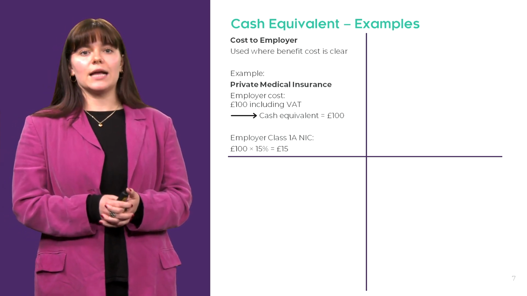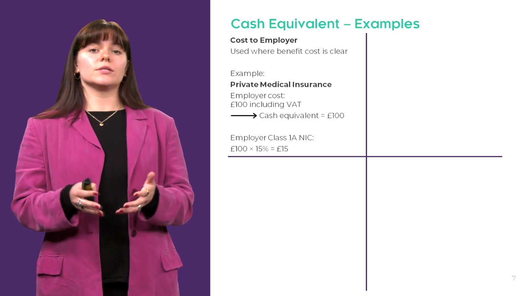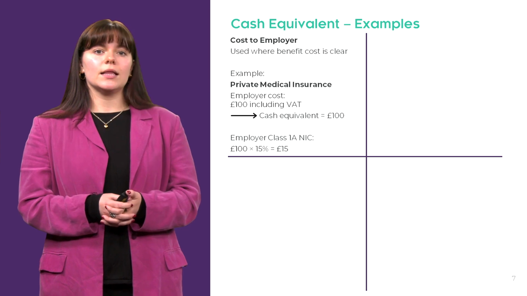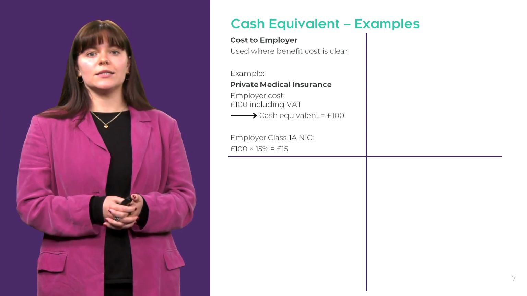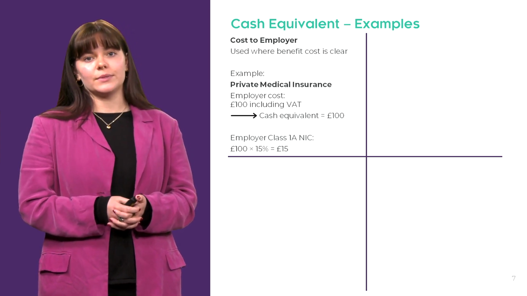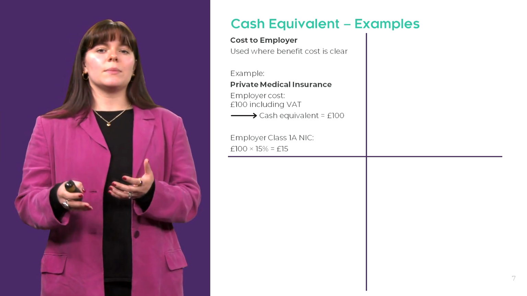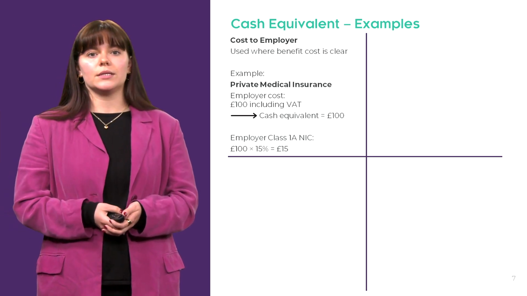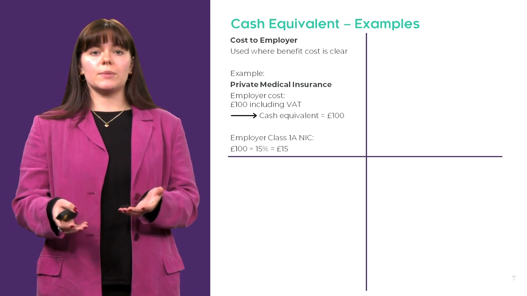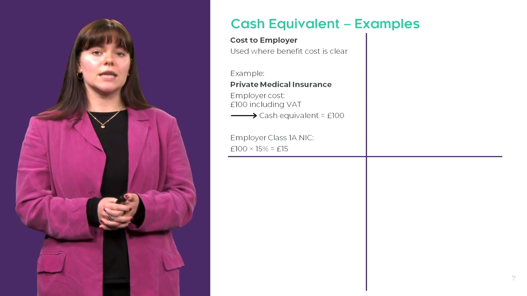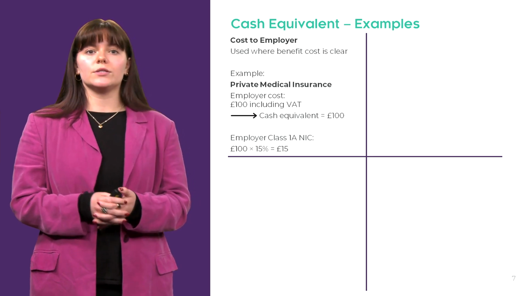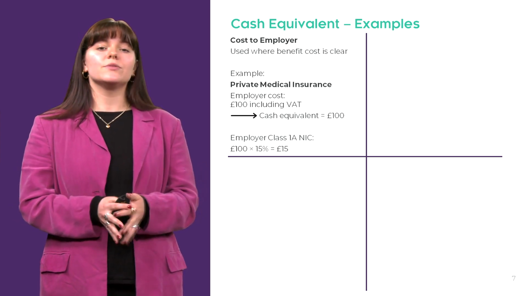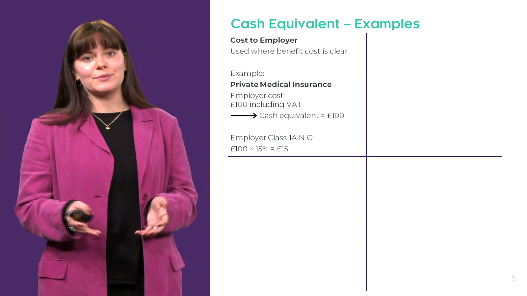If an employer pays an annual premium of £100, including VAT, for an employee's private medical cover, then the full £100 is the cash equivalent of the benefit. That's because it represents the amount the employee would need in cash to buy the same benefit for themselves. The employer, who provided this benefit, will have to pay Class 1A national insurance on each cash equivalent of the benefit. So this would be £100 times 15%, which is £15.